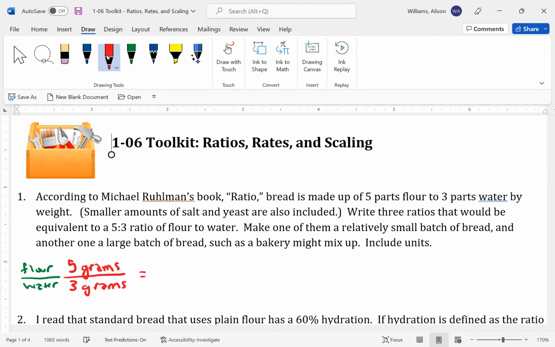We could do ounces, 5 ounces compared to 3 ounces. Or if I was a bakery, maybe 5 pounds compared to 3 pounds, and maybe more. But there's the idea. We could have written this with any weight measurement, but what's interesting is that we're talking about the same weight for both amounts, for both the flour and the water.